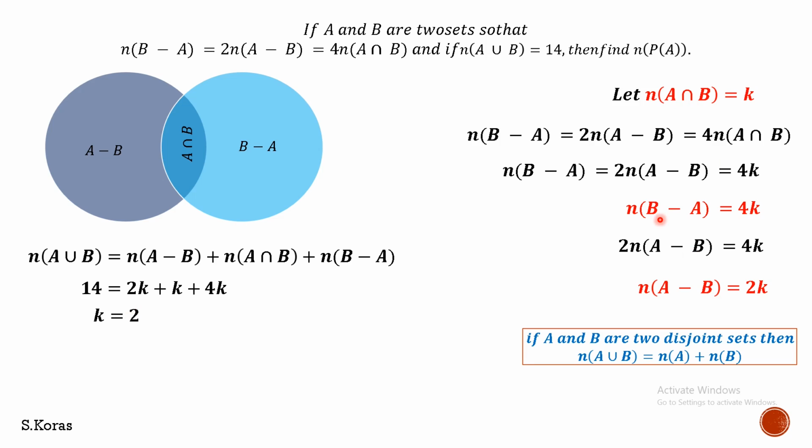If they are asking you to find n of B difference A, it is very simple. 4 into 2, that will be equal to 8. So n of B difference A is equal to 8.